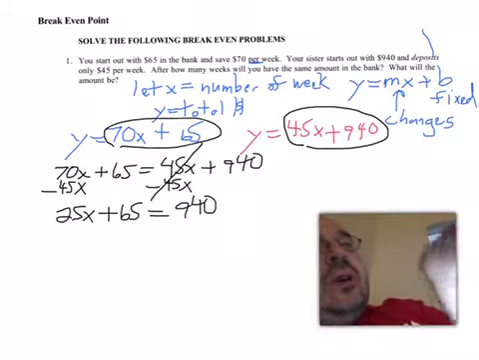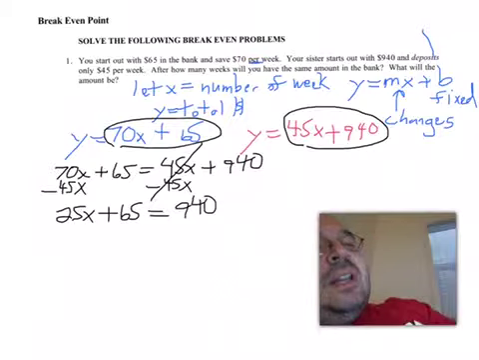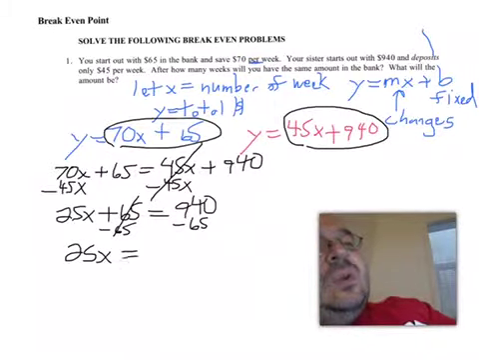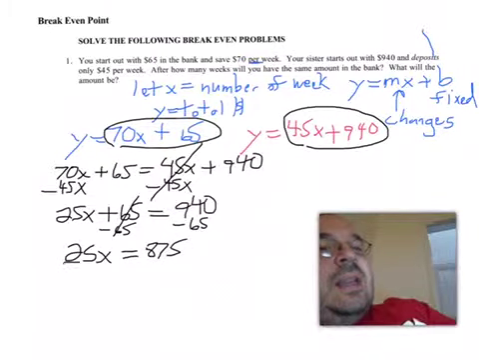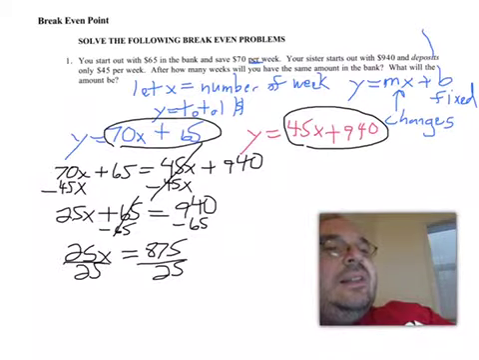And again, you do it by doing the opposite and doing it to both sides. So in this problem, it's going to be minus 65, cancel, and I get 25x equals 940 minus 65. Let's see, that's going to be 880, and then 875, I believe. And then divide by 25.